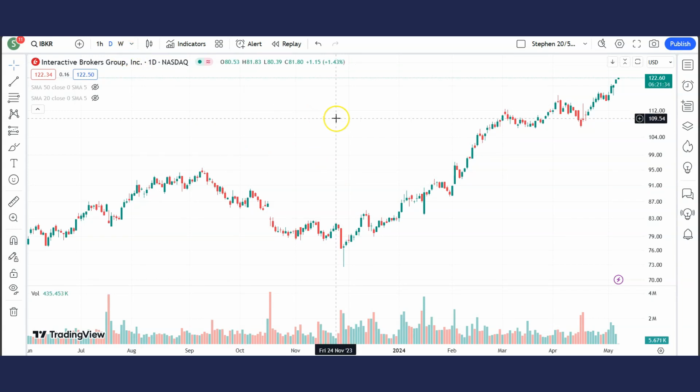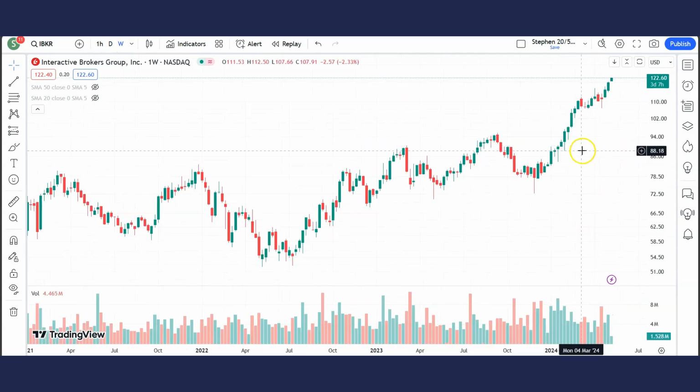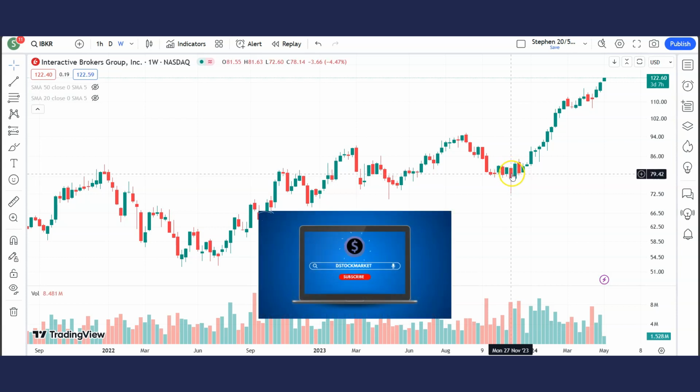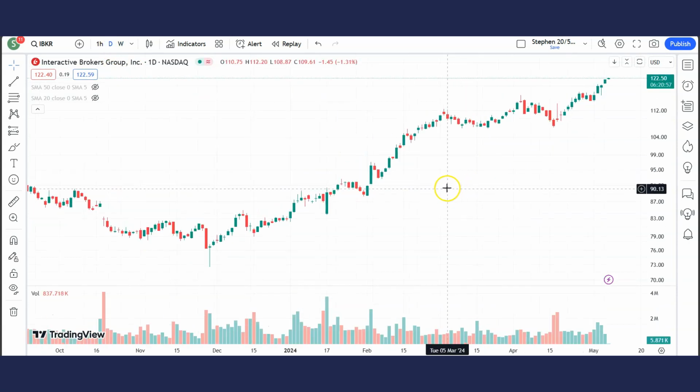Now, where do we get 3 bottoming tails? Now here's the special thing. If you do multiple time frame analysis, that means if you look at other time frames, this is a D, which means day, 1 day. 1 candle represents 1 day. But if you only look at the daily candle, you might miss out on a lot. So if you go to the weekly candles, you can actually see that there was a bottoming tail here. So about November 23, let's go back to the daily chart.